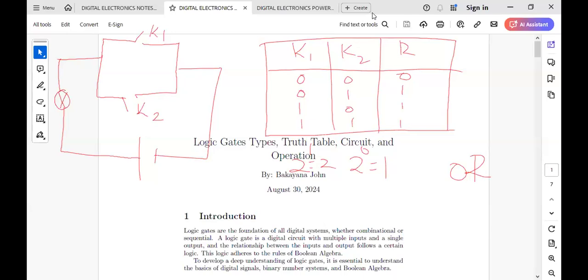Yes. So what is the symbol for the OR gate? We have something like that. That is our OR gate, where these are the inputs K1 and K2, and the output is K1 or K2. That is our output.